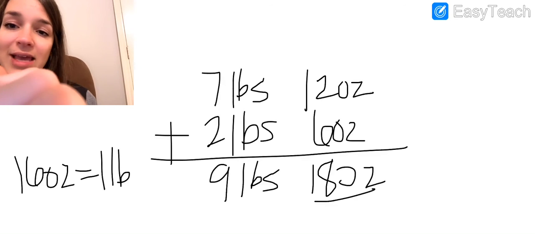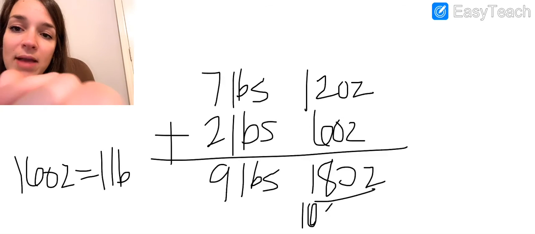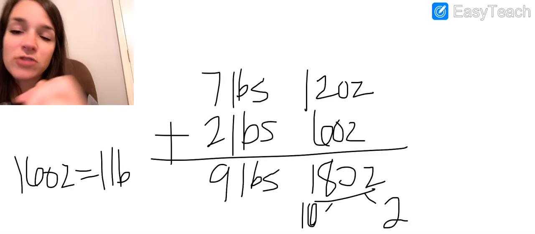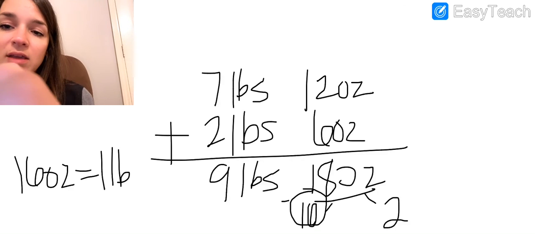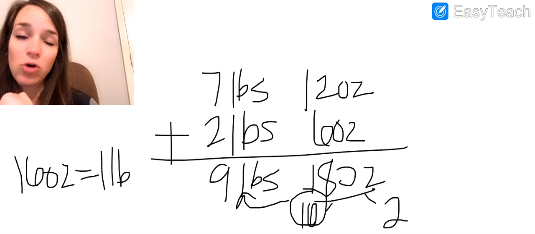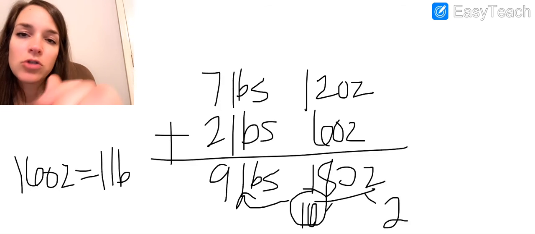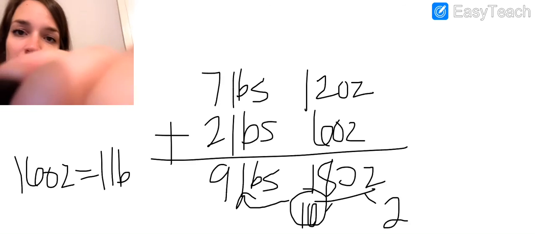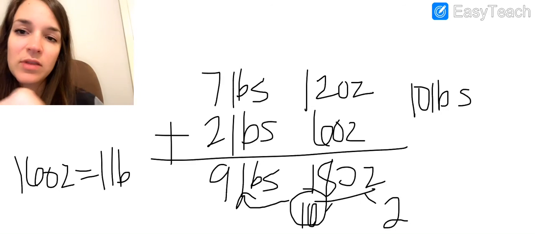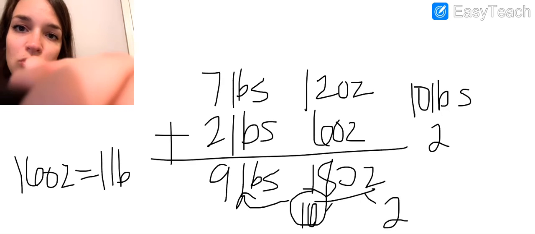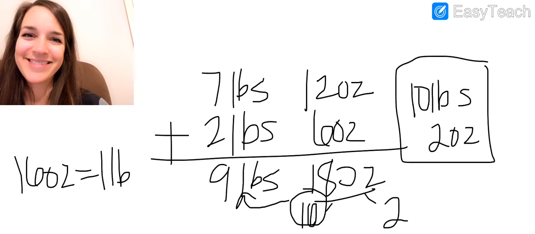So if we were to break that down into the 16 that make up 1 pound and then the 2 that are left over, we could take this 16 and add it as 1 pound to the 9 pounds. Okay, so it's just like carrying. So we're carrying a 1 pound over, making it 10 pounds. And now we only have 2 ounces left. And that would be it.